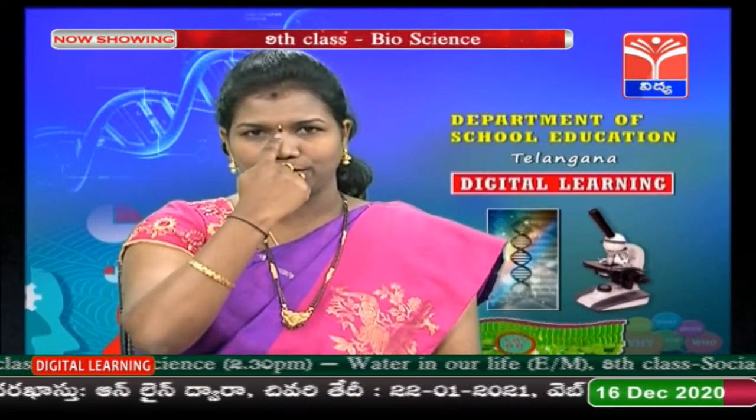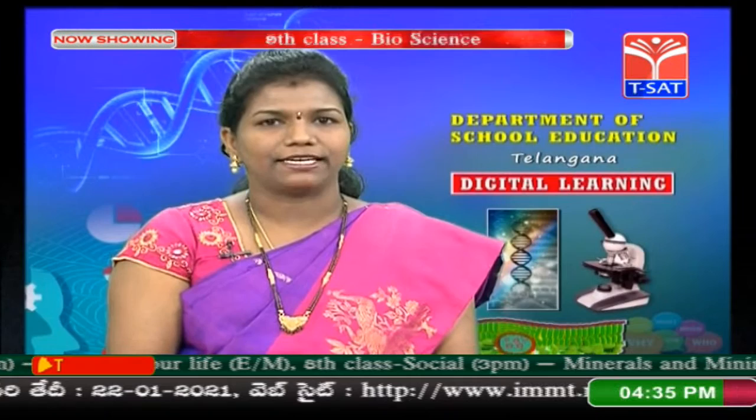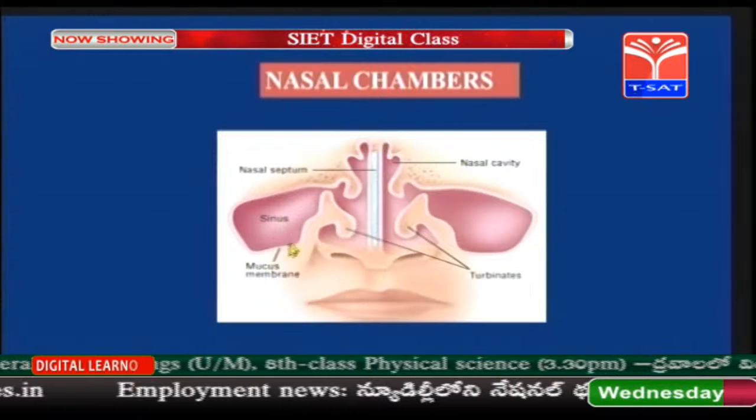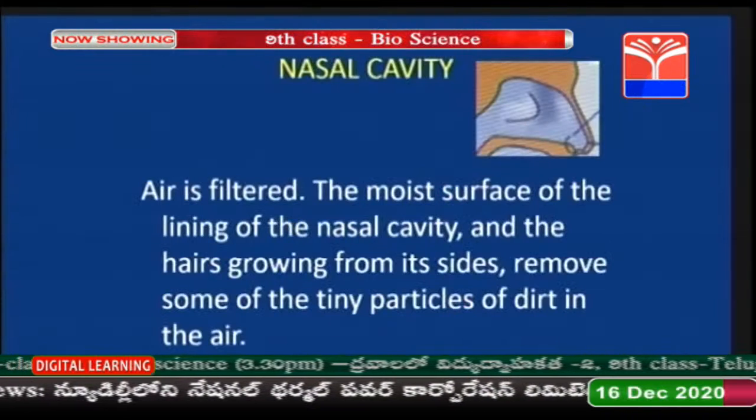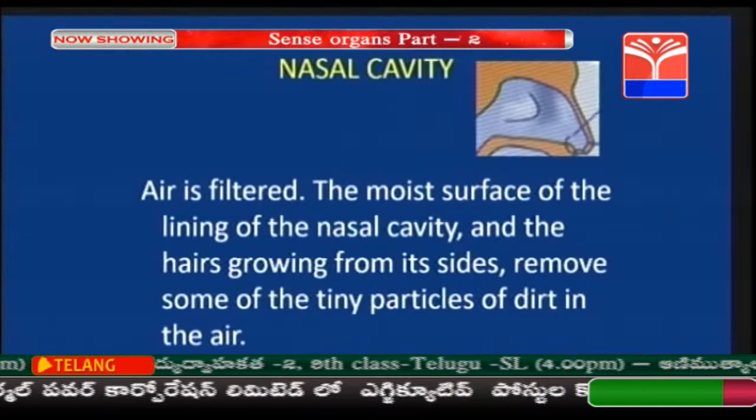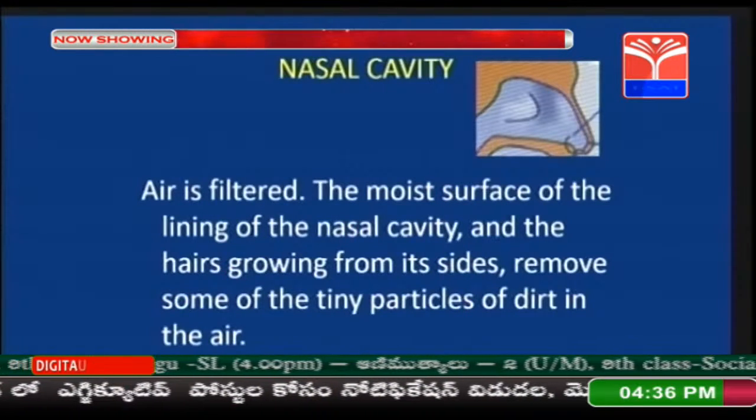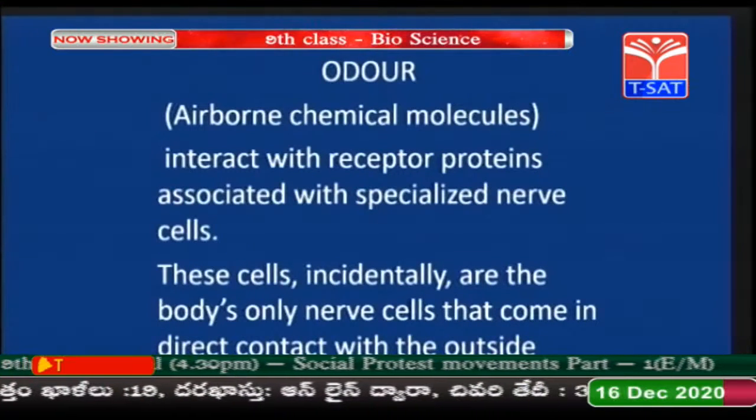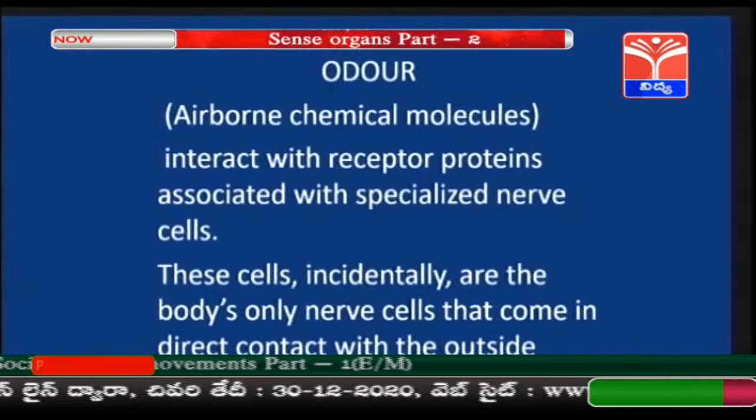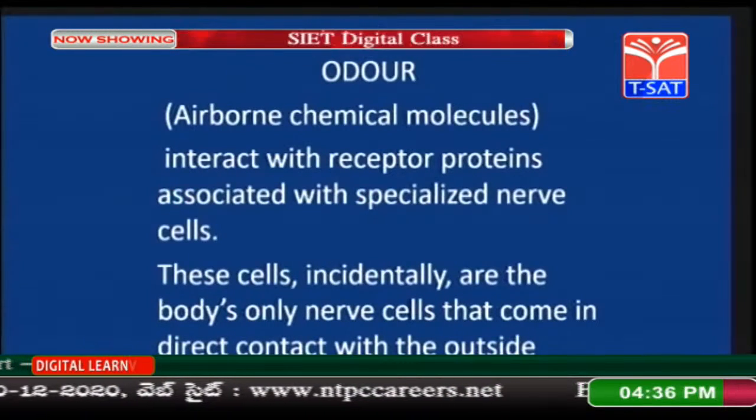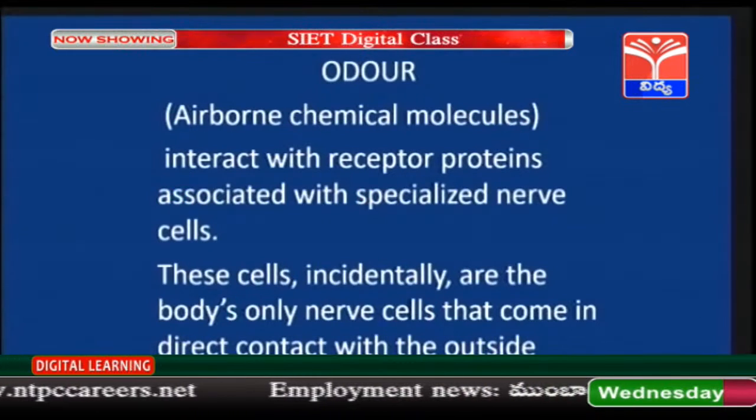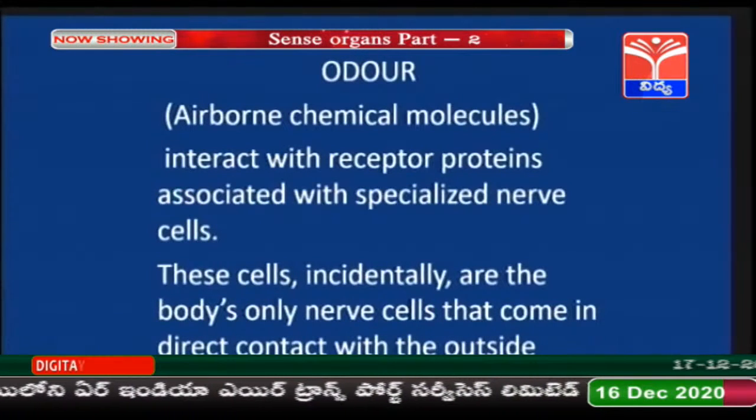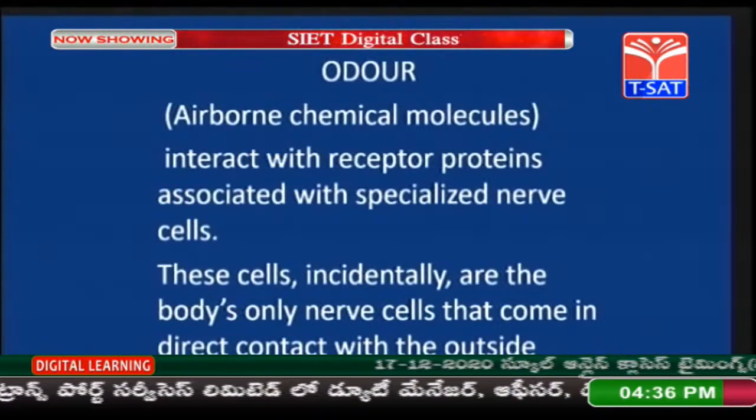So the nostrils will lead to the nasal cavity and the nasal chambers. Children, you can see here, this is the nasal septum, this is the mucous membrane. So in the nasal cavity, air is filtered, the moist surface of the lining of the nasal cavity and the hair growing from its sides remove some of the tiny particles of dirt in the air. Odor, airborne chemicals. When we sense a smell which is very flavorful and good to our nose, we like it. Right children? So the airborne chemical molecules strike our nose. The mucous membrane has olfactory receptors. It will carry the impulses to the brain.